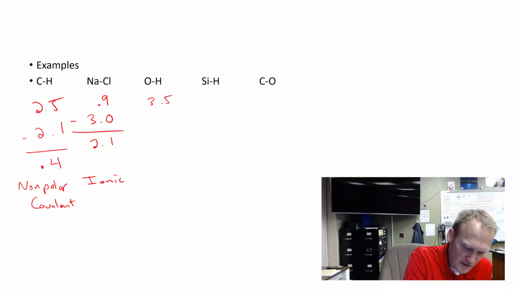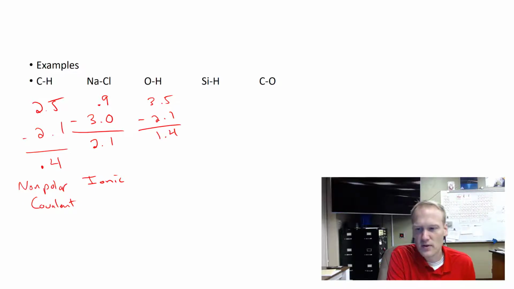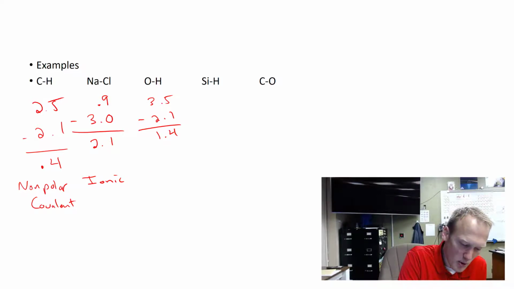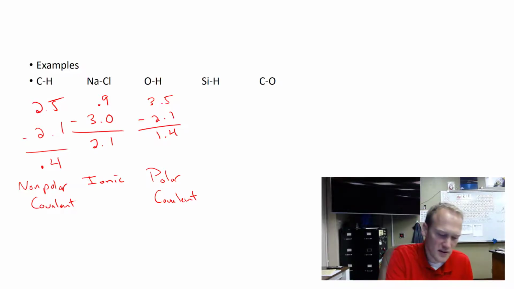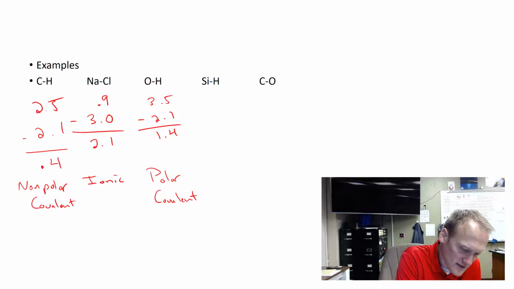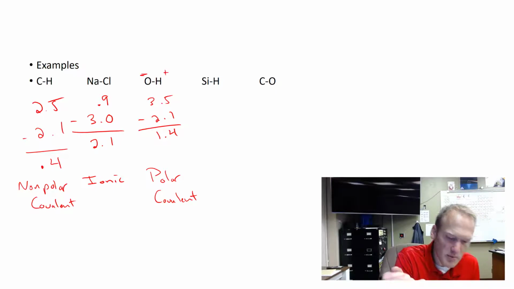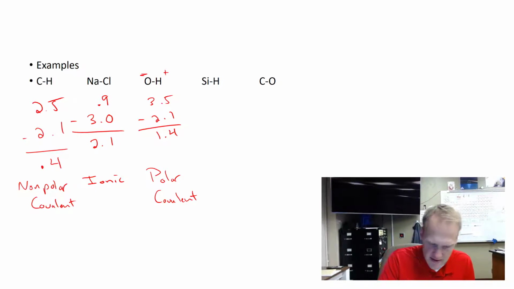Oxygen's 3.5, hydrogen's 2.1. Subtract that, we get 1.4. So now we're in between that 0.4 and 1.7 range, so this is a polar covalent bond. With a polar covalent bond, you'll have a negative end and a positive end. The negative end is always going to be the stronger atom with the greater electronegativity pulling electrons toward itself. So in this case, the oxygen would be negative and the hydrogen would be positive.